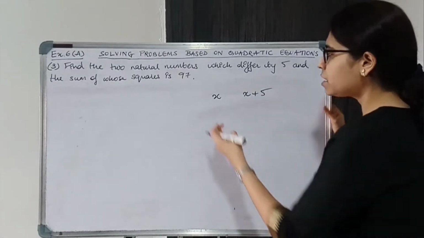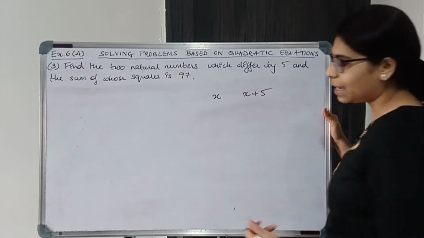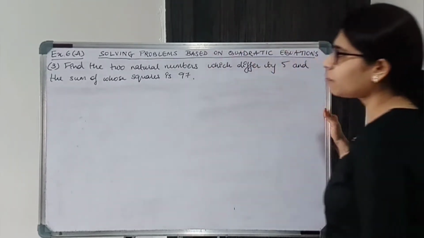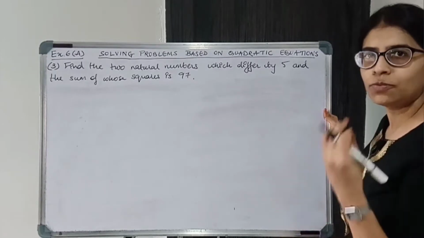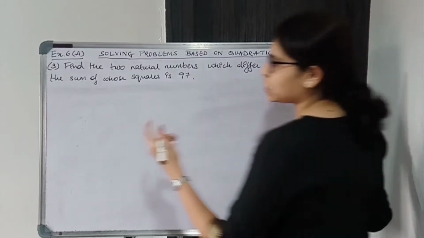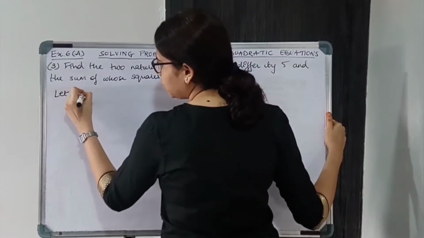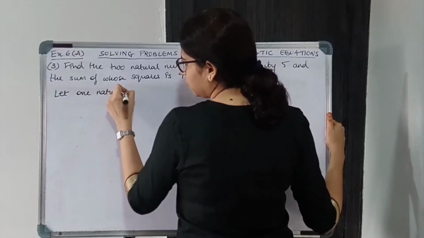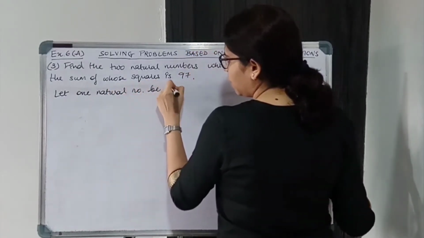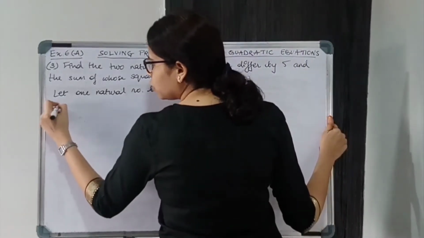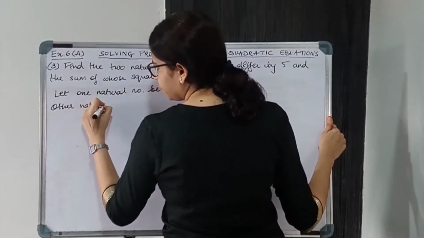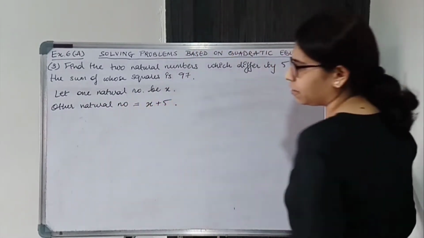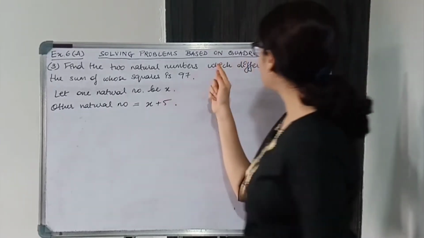Okay, so it's not necessary that you take x and x plus 5, you can also take x and x minus 5. So I'll be taking x and x plus 5. Now the two natural numbers differ by 5. So we'll first write down: let one natural number be x. So the other natural number is x plus 5, because we are given that they differ by 5.